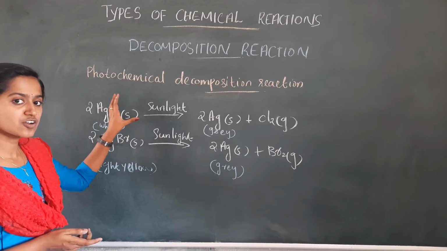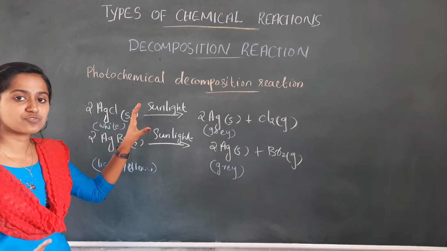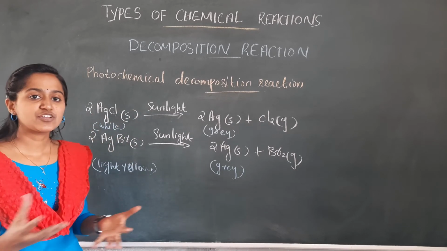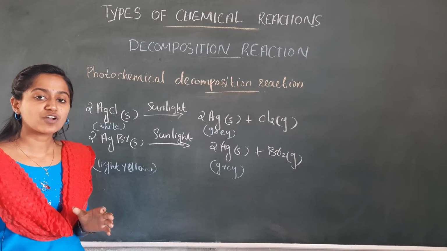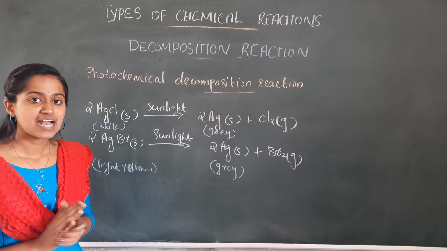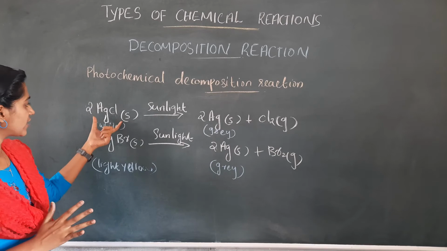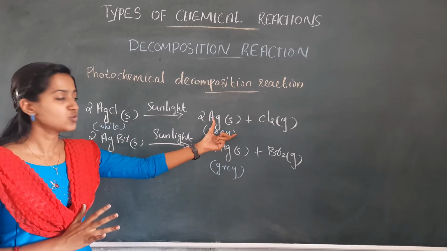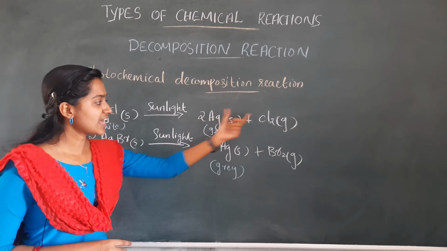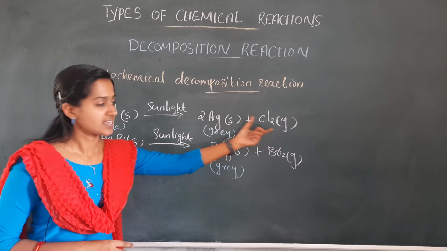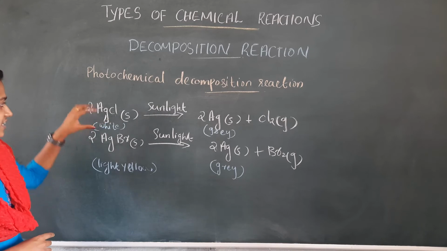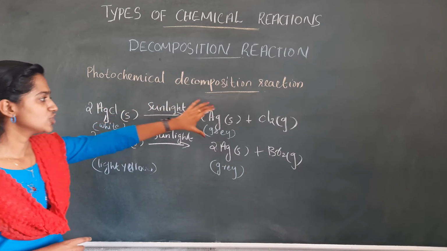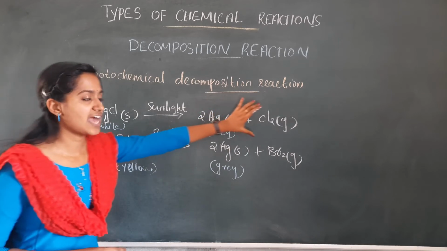Here silver chloride, generally silver halides, are used for these purposes. Silver chloride or silver bromide is taken into a watch glass and kept outside in order to obtain sunlight. After some time, the silver chloride, whose color is white, absorbs the sunlight and its color changes to grey. That means silver and chlorine gas are produced as products. It's an example of a decomposition reaction. Here silver chloride undergoes decomposition in the presence of sunlight to produce grey colored silver and chlorine gas.